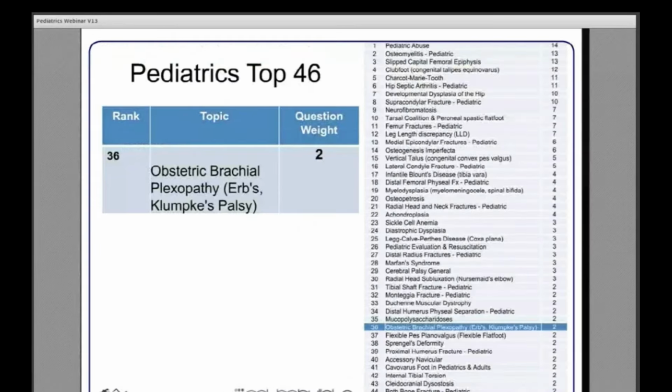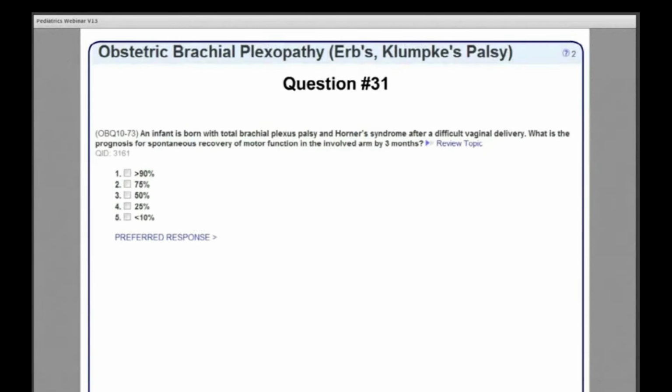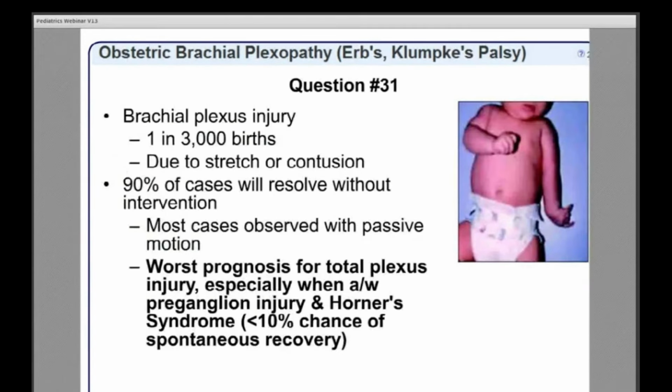The next question or topic is brachial plexus injuries. An infant is born with total brachial plexus palsy and Horner syndrome after a difficult vaginal delivery. What is the prognosis for spontaneous recovery of motor function in the involved arm by 3 months of age? So this question requires you to know about brachial plexus injuries.